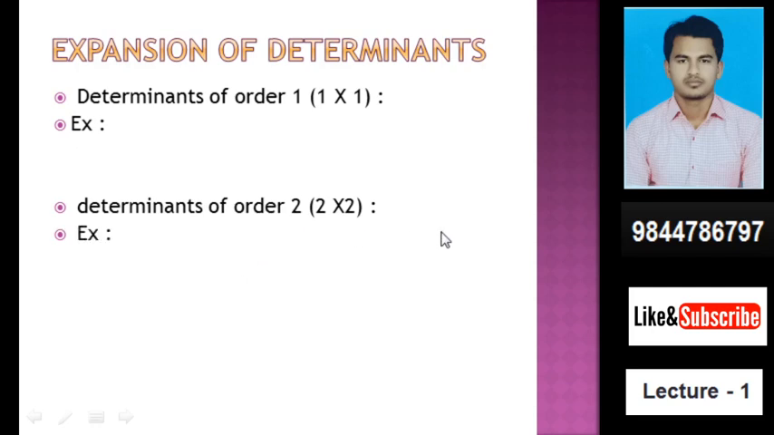Now the determinant of order 2. If the order is 2, I will take the example A is equal to 1, 2, 3 and 4. Now our intention is, first, I am going to make it as determinant form: 1, 2, 3, 4.